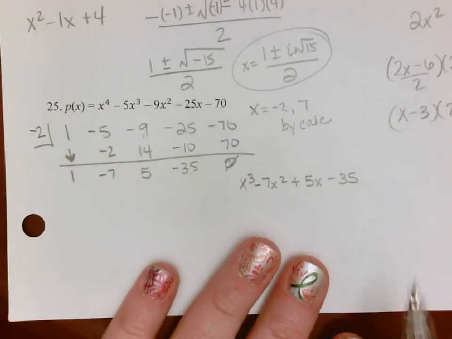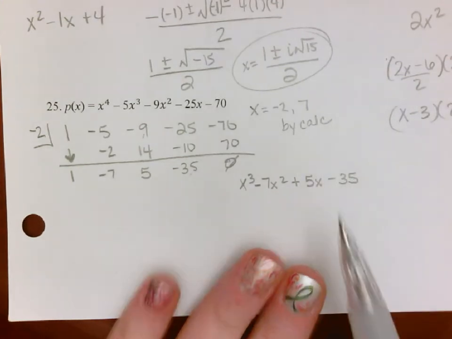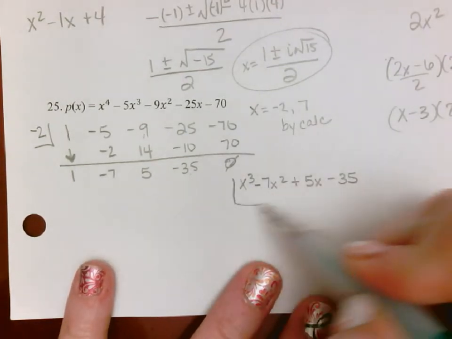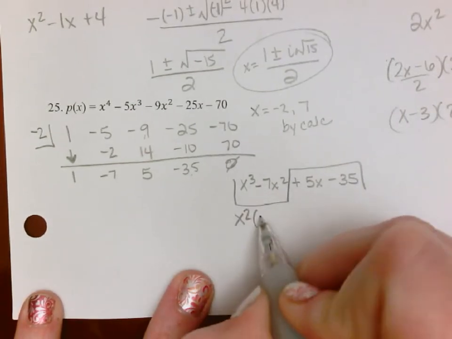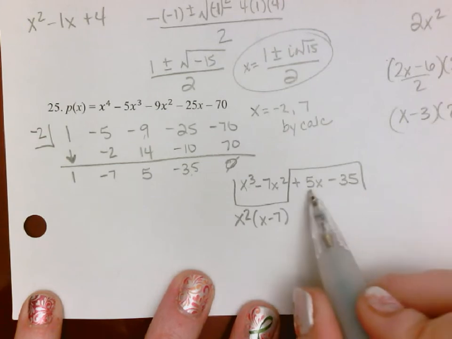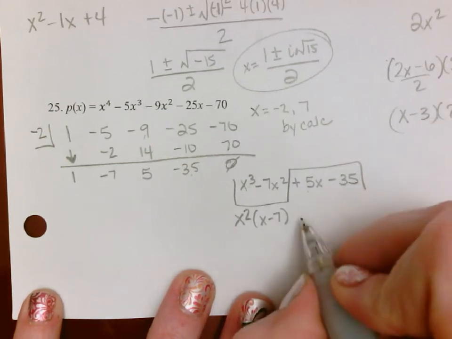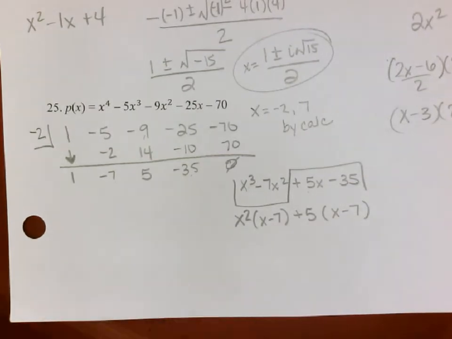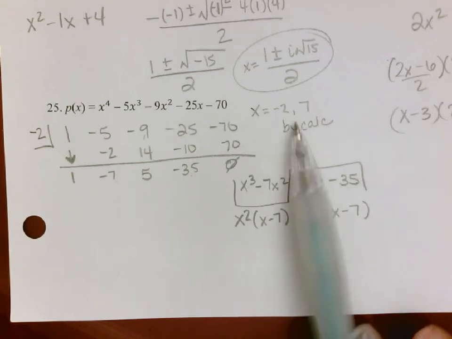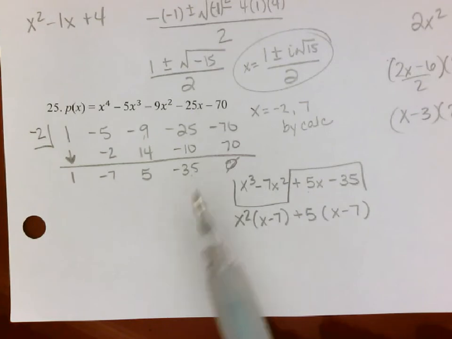Now, I could do synthetic again with 7, or I could see if I can factor by grouping. I'm going to look at factor by grouping. So if I pull an x squared out, I get x minus 7. And looking at both of these, I can pull a 5 out, plus 5, x minus 7. So I look at this and I'm like, hey, I can factor by grouping. If I couldn't, then I would do synthetic with 7. Okay, this answer of 7 is going to come from one of these. Now, if you ran synthetic again with 7, you could, and I'll show you that here in a second.